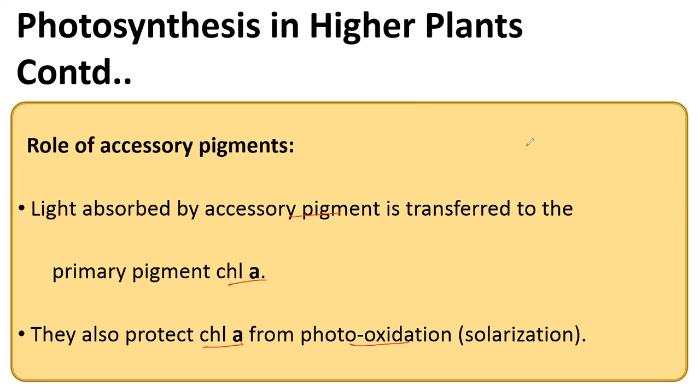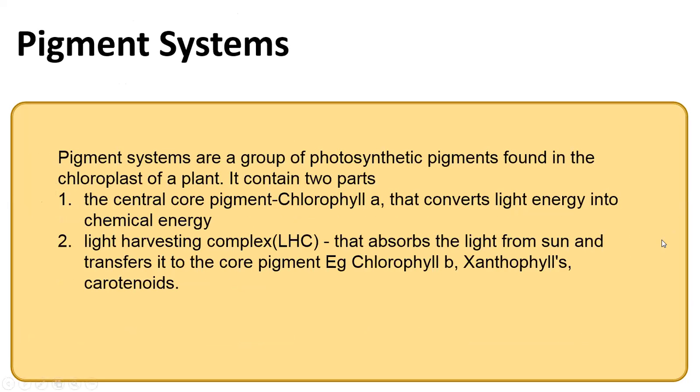What is photooxidation? If the oxygen level becomes too high, then chlorophyll A can undergo oxidation rather than releasing the electron, so the electron transport system would be affected. So accessory pigments prevent it from photooxidation. These are the two major roles of accessory pigments.